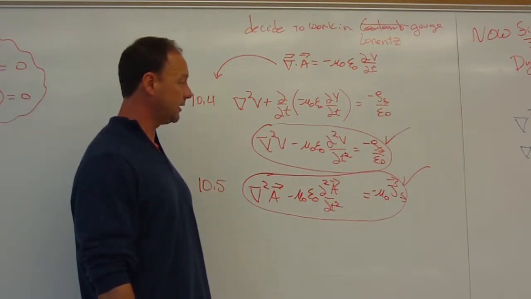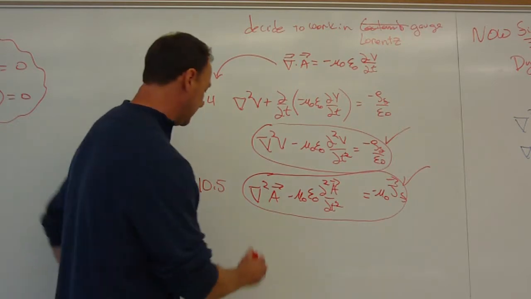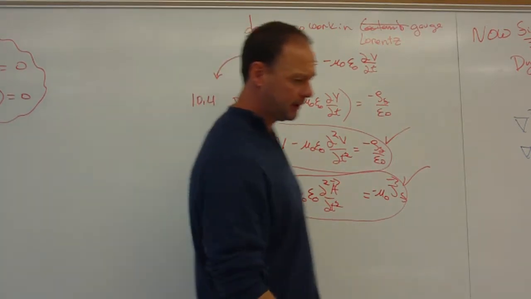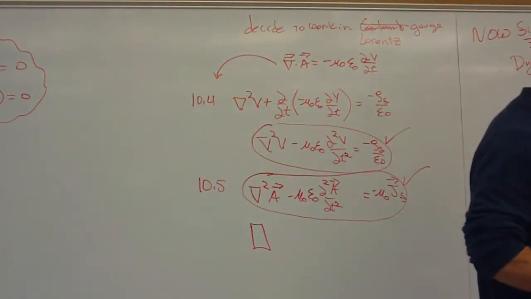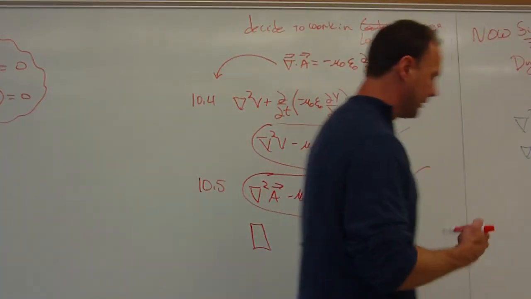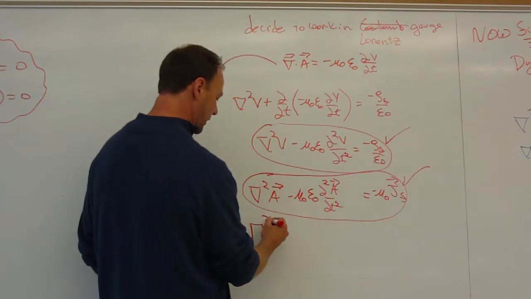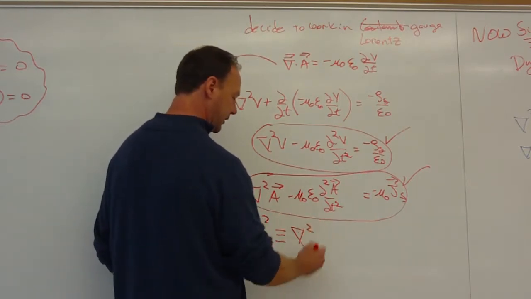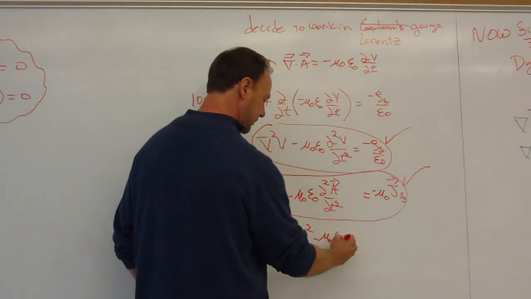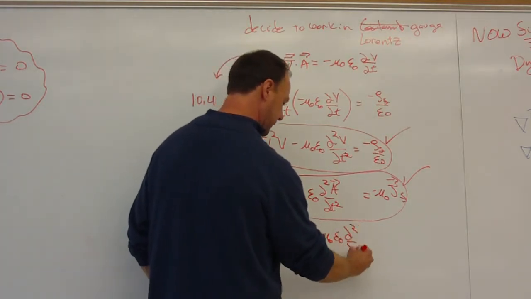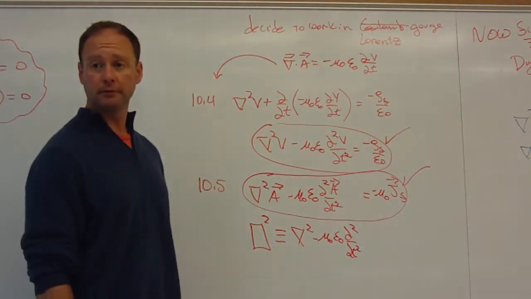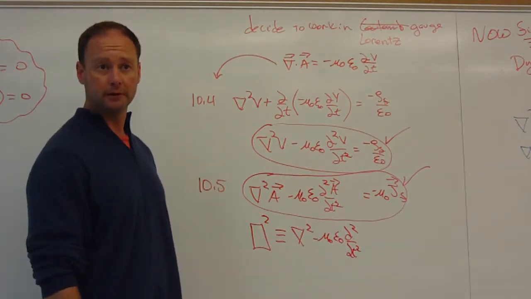And that's called the d'Alembertian, or the box. Did they say box or box squared? I forget. The box squared. Okay. Box squared. So let's define box squared as the operator, the del squared minus mu naught epsilon naught partial squared with respect to t squared. And that's called the d'Alembertian. Okay?